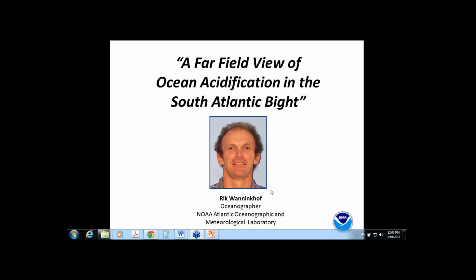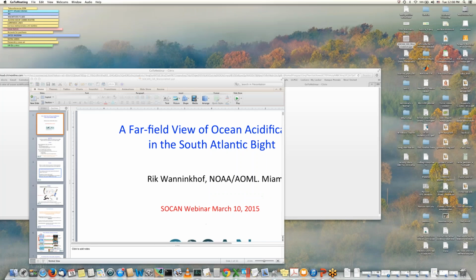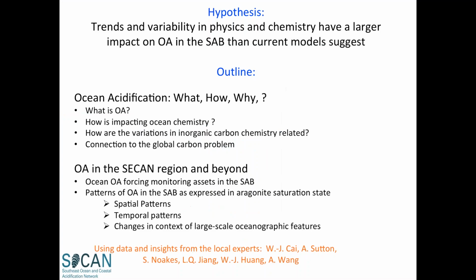Okay. So this presentation will be loosely built around a hypothesis that the trends in variability in physics and chemistry have a larger impact on ocean acidification in the South Atlantic Bight than current models suggest. I'll work you through this hypothesis, and you like to have a hypothesis proved true, and I'll give it away: I believe that this is a correct hypothesis.